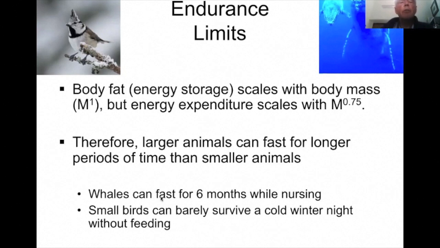And this has a tremendous amount to do with where animals can live and how much they can move. So physiology becomes very important in the way in which this little chickadee can move around during the wintertime, as opposed to the way this great whale can move around over the course of its lifetime.